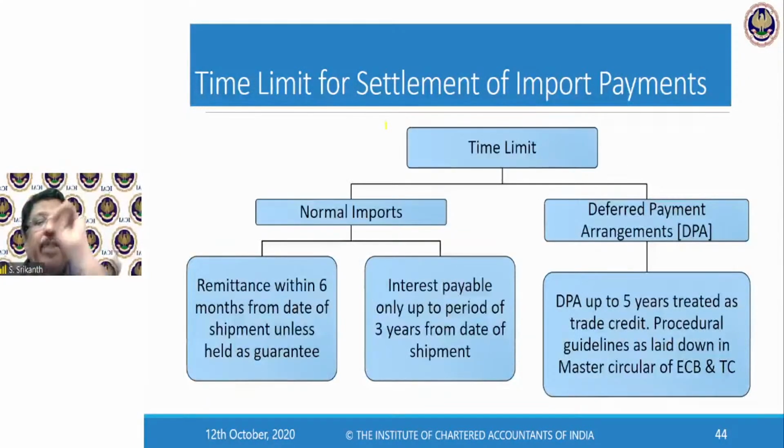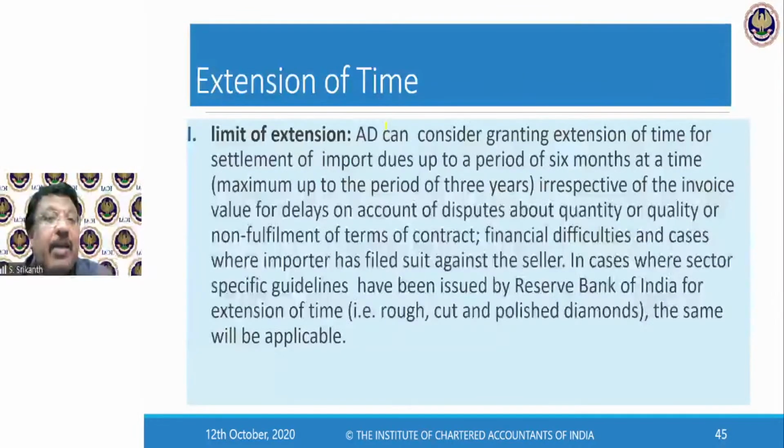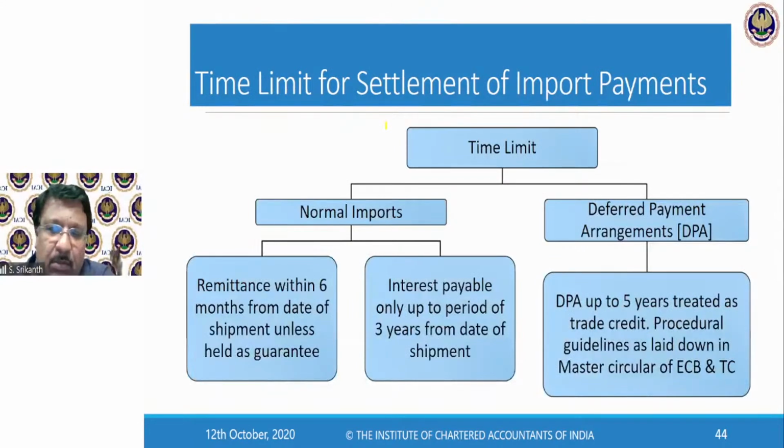Three years from date of shipment, not more than that. When there is a delay in payment, you will pay interest. Maximum three years, right? But you have to make the remittance within 6 months from date of shipment. Deferred payment arrangements up to 5 years are treated as straight credit, where you have a 5-year deferred payment scheme. Go through that scheme as per the procedure laid down in the master circular. So this is a case where he is sending the goods to you without payment. You make the payment then, within 6 months.